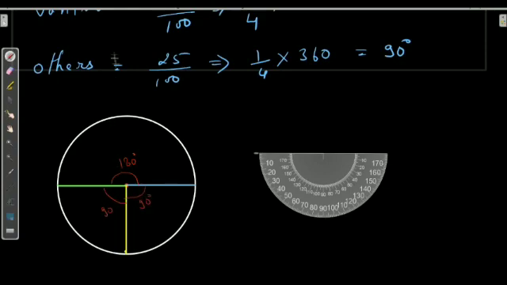Now the different areas represent different values. This area represents the chocolate, this represents the vanilla, and this represents the other flavors. So this is how we make the pie chart.